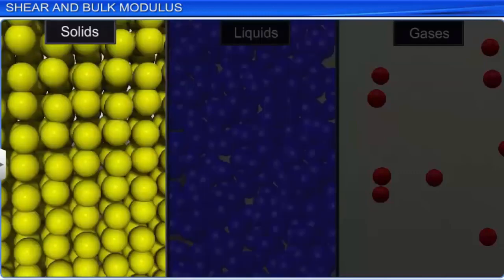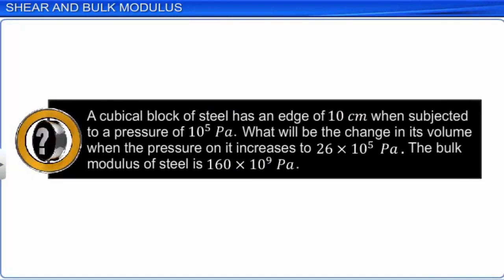A cubical block of steel has an edge of 10 cm when subjected to a pressure of 10 to the power 5 Pascal. What is the change in its volume when the pressure on it increases to 26 times 10 to the power 5 Pascal? The bulk modulus of steel is 160 times 10 to the power 9 Pascal. The values given in the problem are the length of the edge of the cube, the original and new pressures, and the bulk modulus of steel.